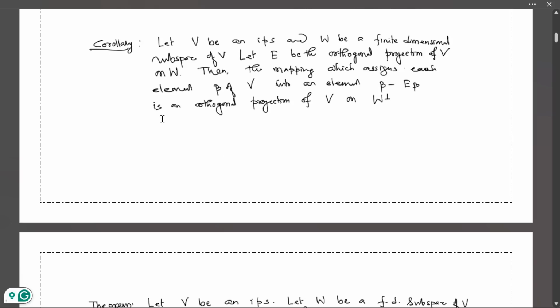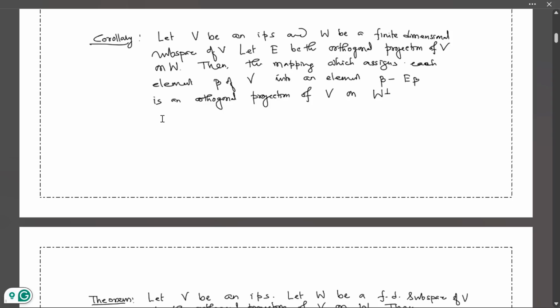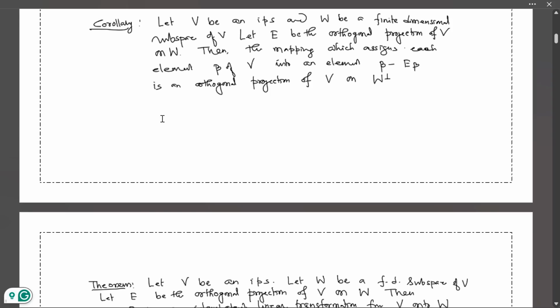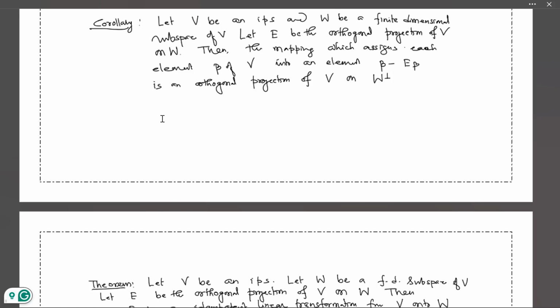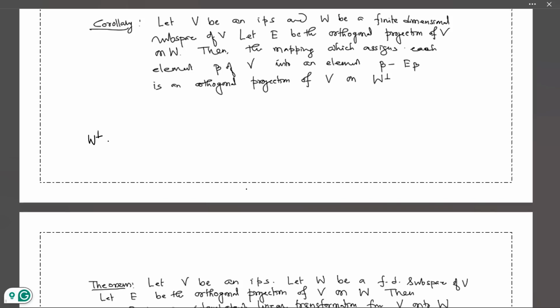Okay, so next corollary: let V be an inner product space and W be a finite dimensional subspace of V. Let E be the orthogonal projection of V on W. Then the mapping which associates each element beta of V to beta minus E beta is the orthogonal projection of V on W complement. W orthogonal complement is defined as those vectors inside V such that the inner product of v with w is equal to 0 for every w inside W. So this was also coming out to be a subspace of V.